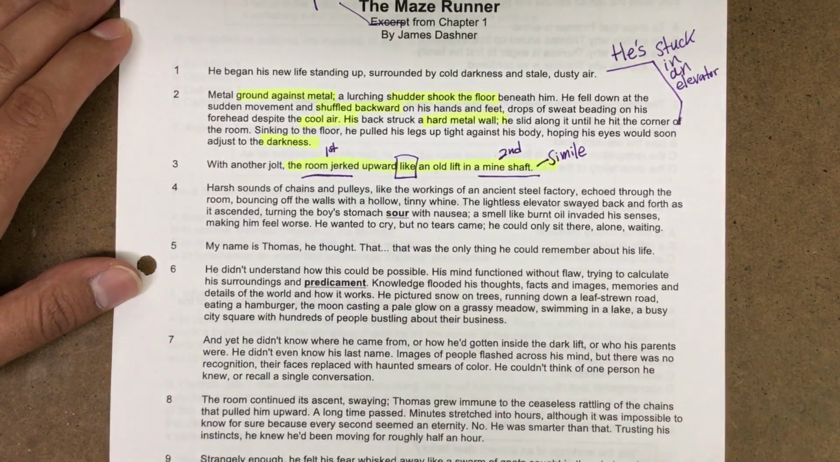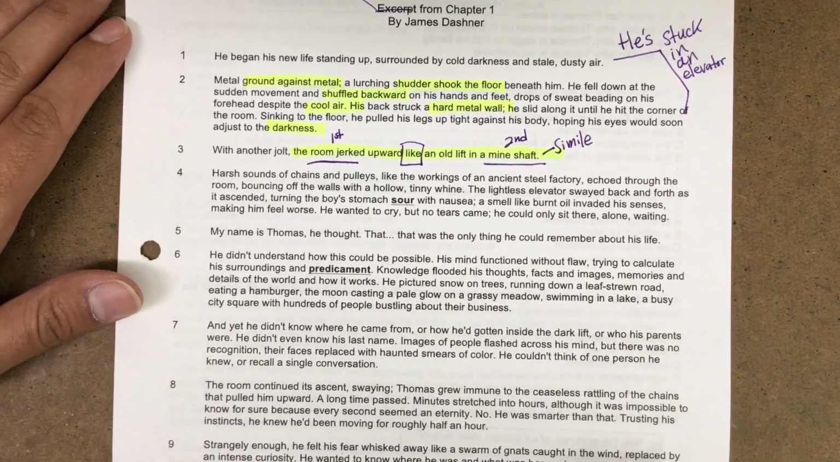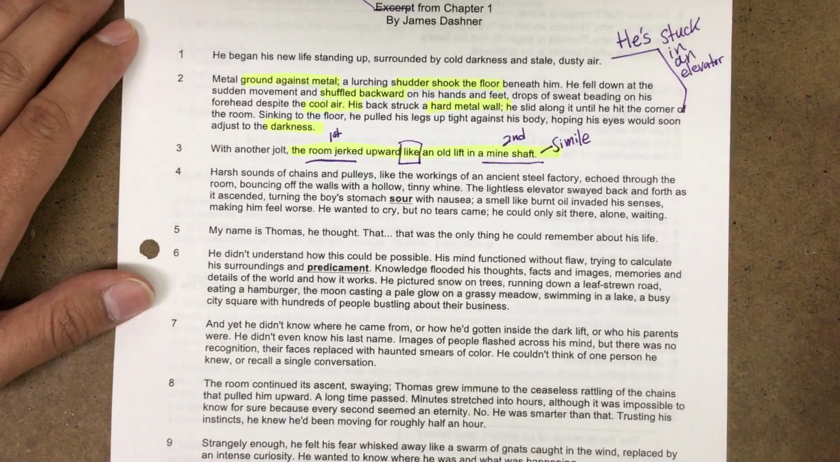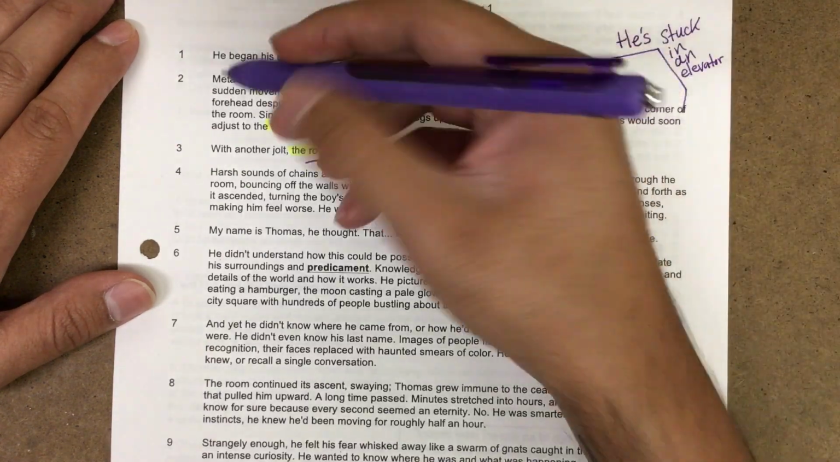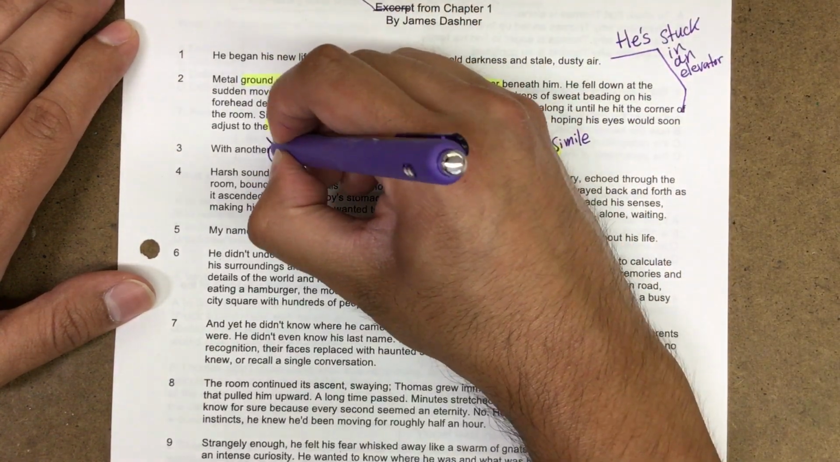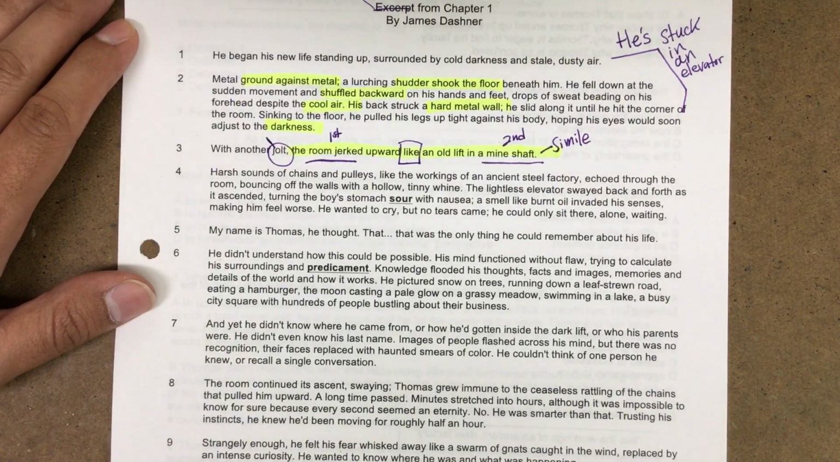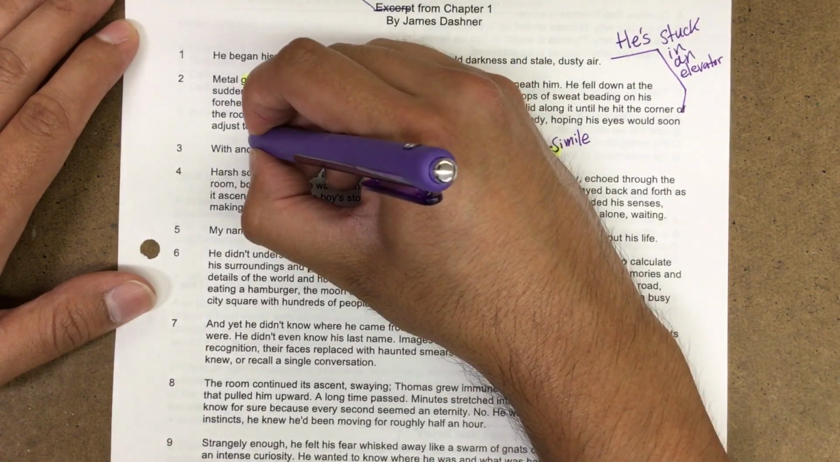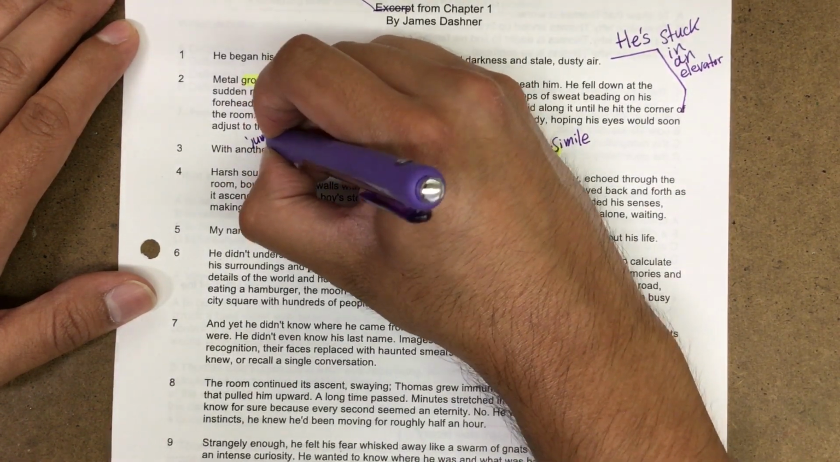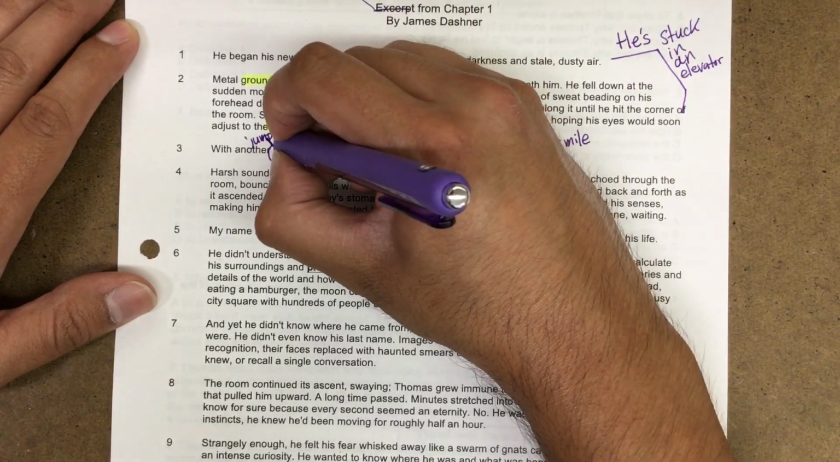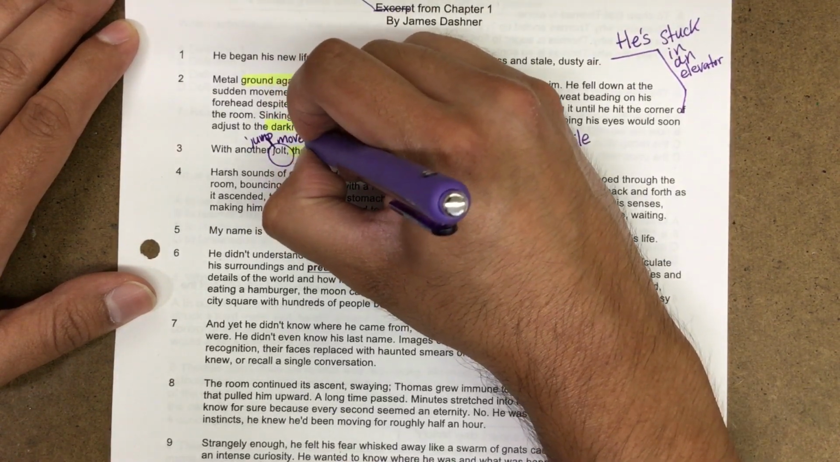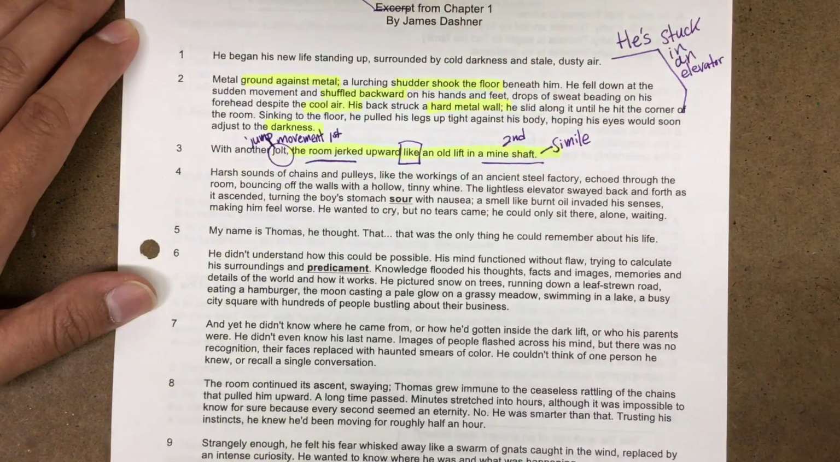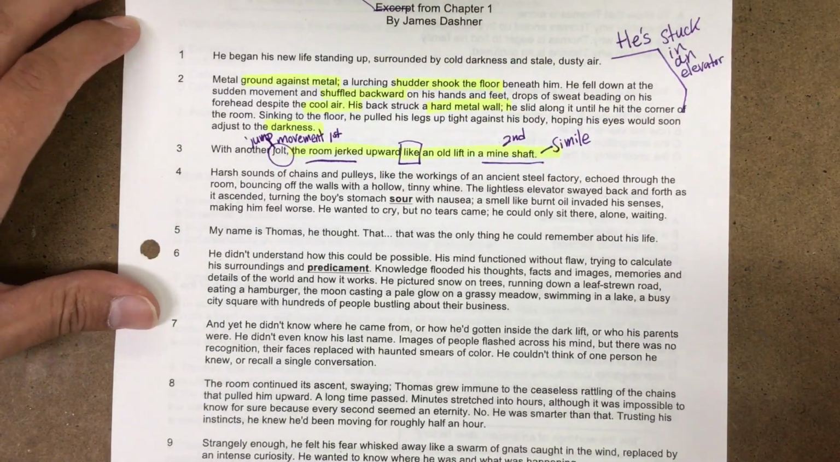So please write this with me. So the author is still describing this elevator. Now, what do we think the word jolt means? So the word jolt could mean a jump, movement. So please write that with me.